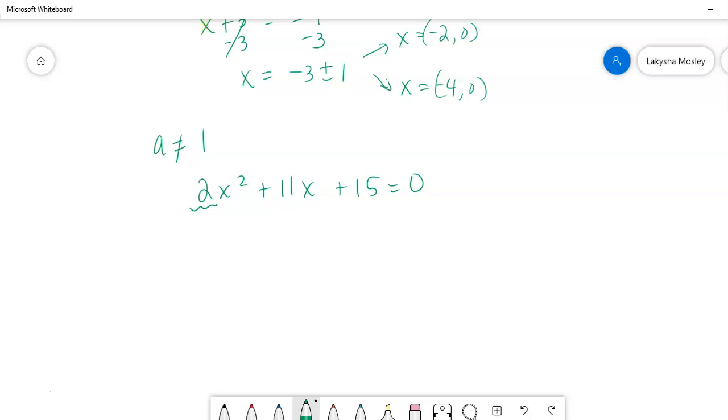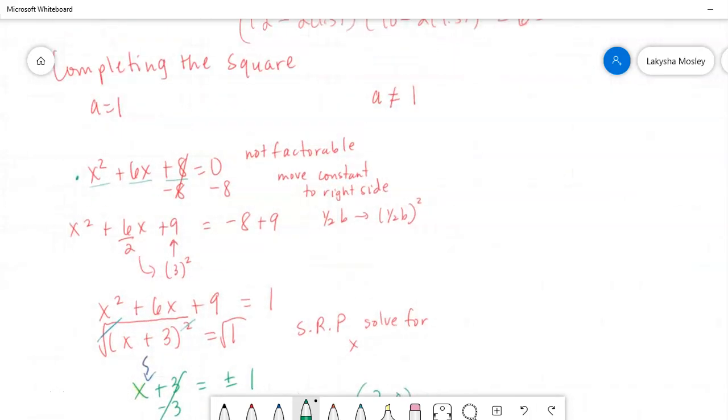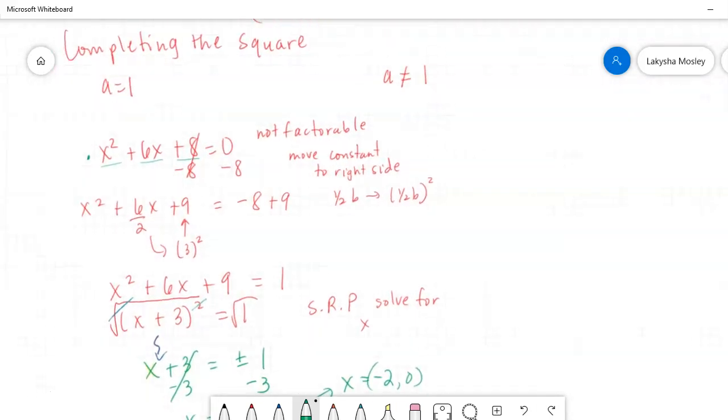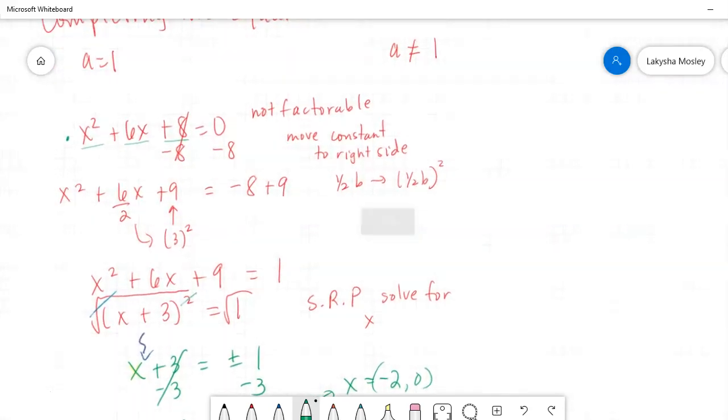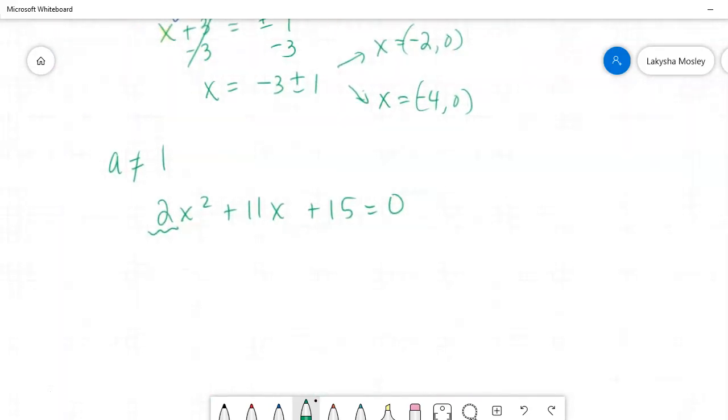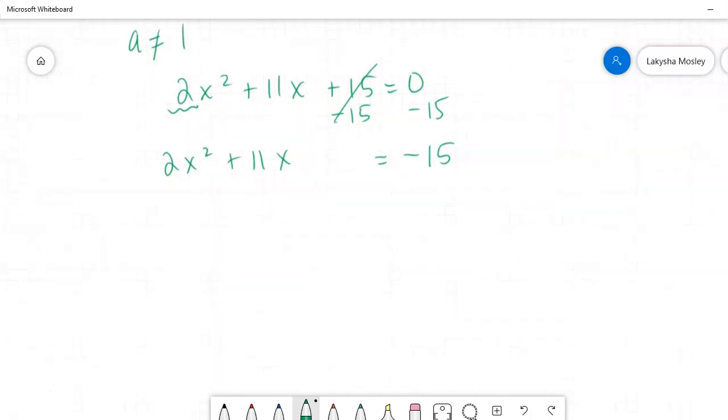But before I do that, what's the first step? Well, I go back up here and I say, oh, look, not factorable, move constant to right side. So the first thing to do is let's subtract away the 15. So move the 15 over. Now I have my 2 x terms isolated. Make a little space. Okay, there's the first step.